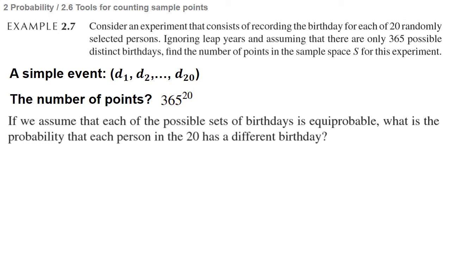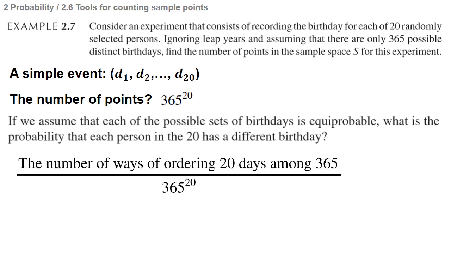If we assume that each of the possible sets of birthdays is equiprobable, what is the probability that each person of the 20 has a different birthday? So this is the event that we are interested in. The event is that we want to have 20 different birthdays in our set. So how can we calculate that? Actually it's the number of ways of ordering 20 days among 365. Actually that's the same thing.